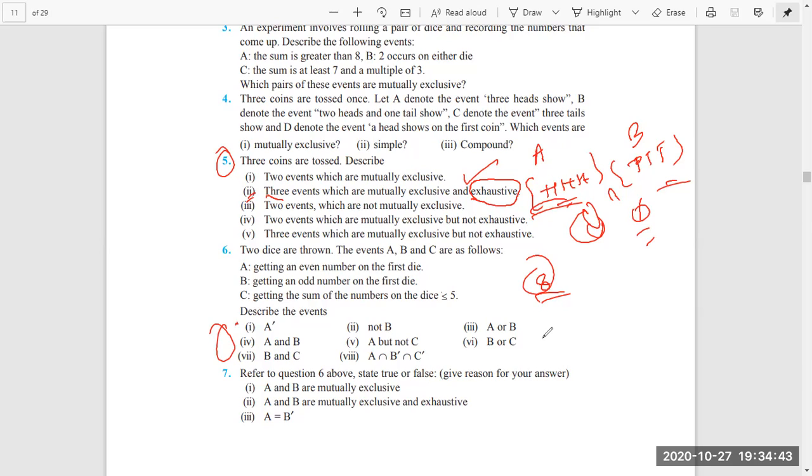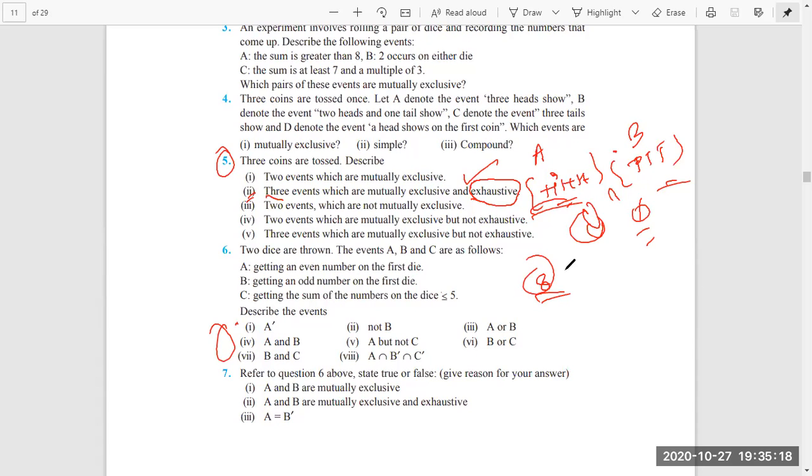Event A getting all heads, event B getting all tails, event C getting at least one head. Either one head or that, anything will work. At least one head. No, it is not, because then there will be an intersection. Okay, they are not mutually exclusive then.